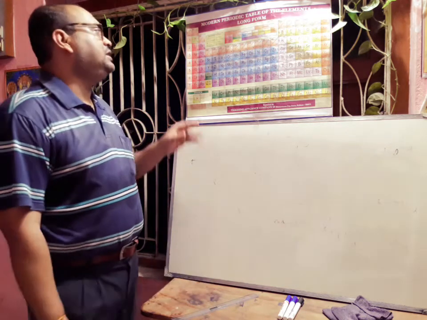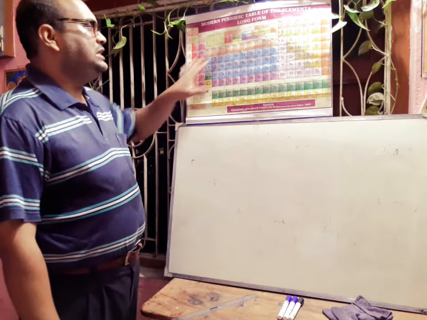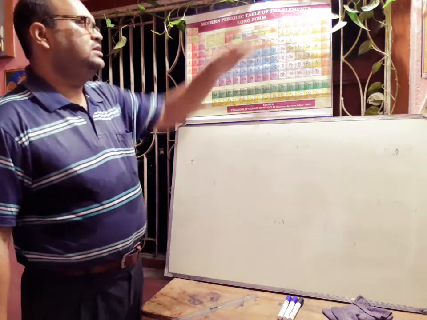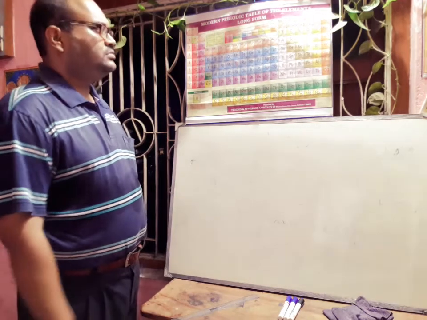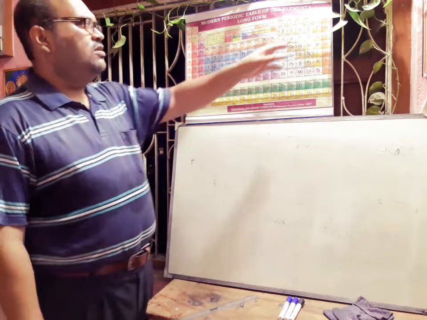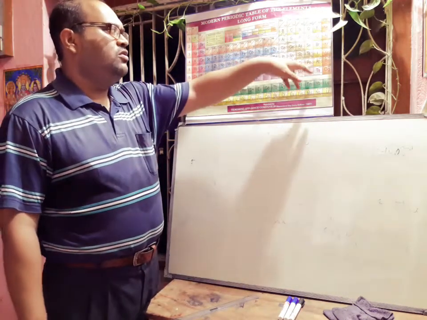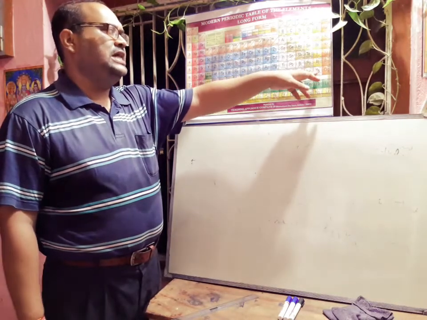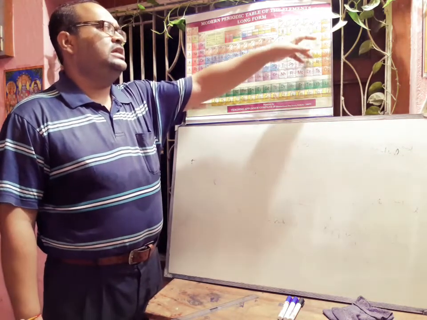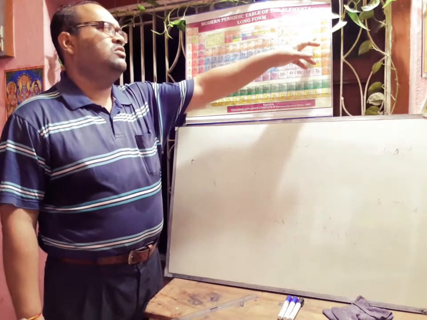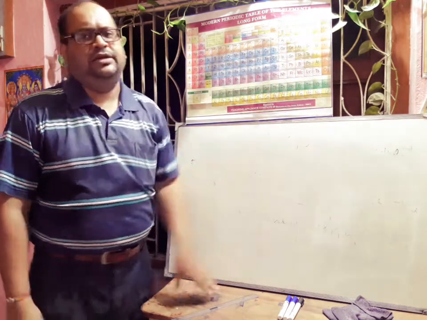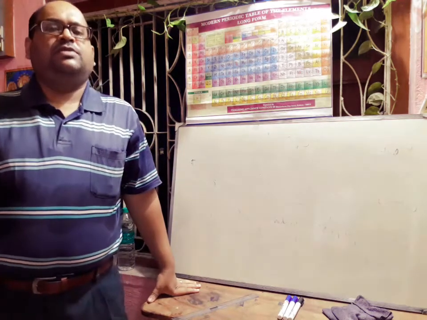Now the variation of electronegativity in the periodic table. If you look at the periodic table, these are the metals and these are the non-metals. From left to right in a period, the electronegativity value will increase. But if we go from top to bottom in a group like fluorine, chlorine, bromine, iodine, astatine, in a regular trend the electronegativity value will decrease. So fluorine is the most electronegative, then chlorine, then bromine, then iodine, then astatine. So in this way you have to remember.